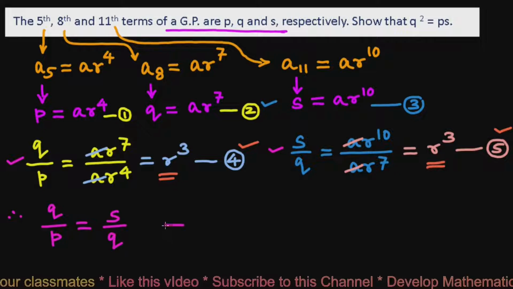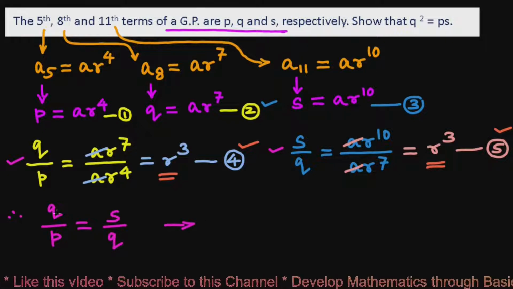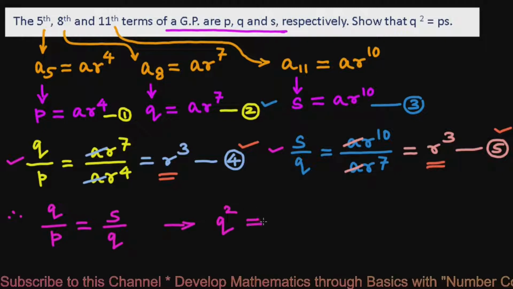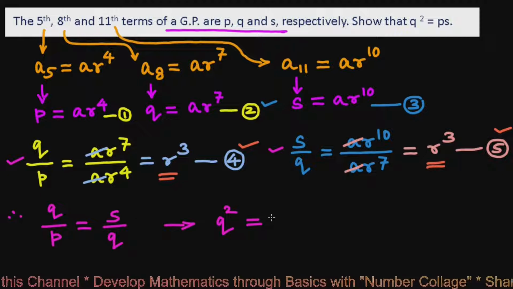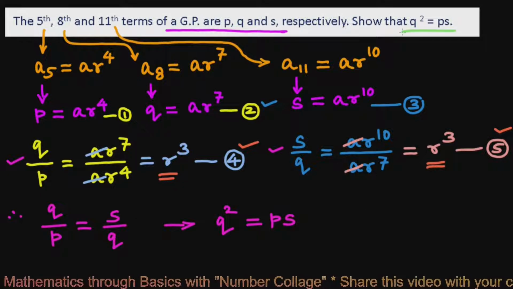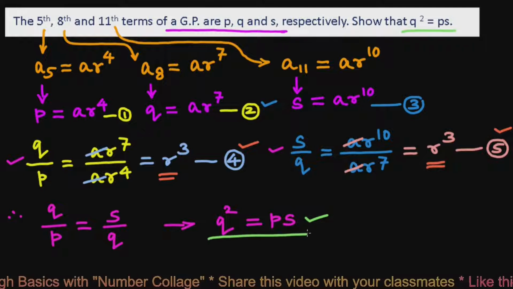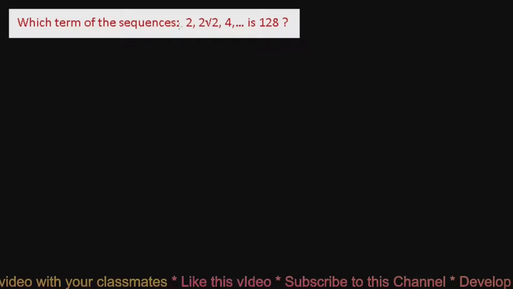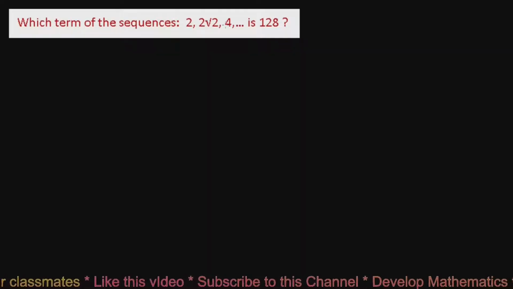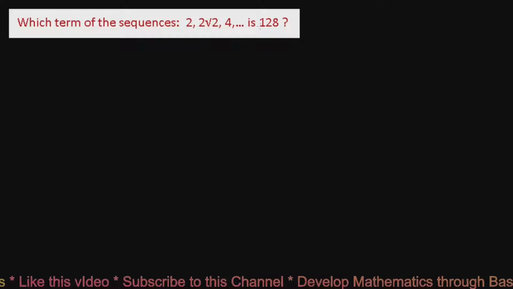By cross multiplication we will get q into q square, that equals p into s, ps. Hence this statement is proved here: q square equals ps. In the next problem we have to find which term of the sequence 2, 2 root 2, 4, and so on and so forth is 128.